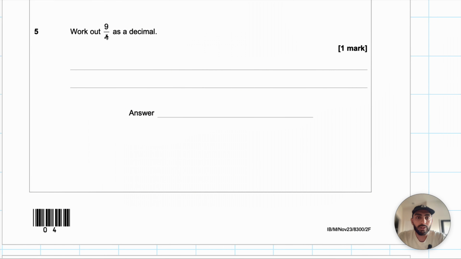Question 5, work out 9/4 as a decimal. So you can just type this into your calculator, press the S to D button, and it would change it for you. But I know that this is the same as 2 and 1/4. I know 1/4 is the same as 0.25, so it's going to be 2.25.